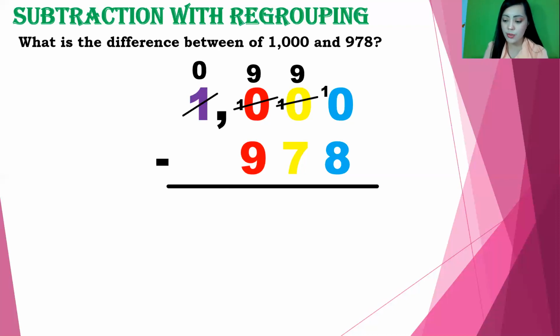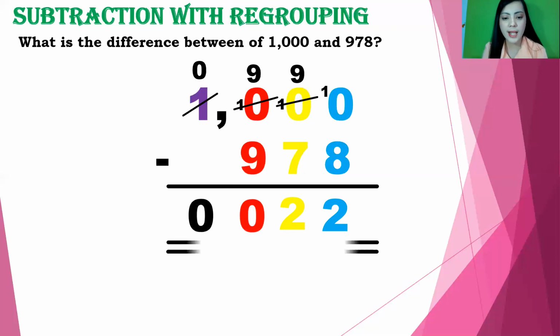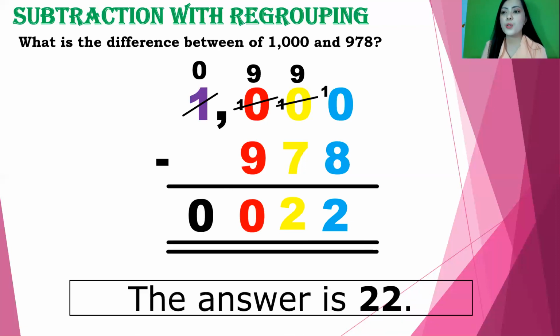So 10 minus 8, now we can subtract. 10 minus 8 is equal to 2, and 9 minus 7 is equal to 2, and 9 minus 9 is 0. So the answer is 22. Okay? So don't forget, when you borrow a number, if the next number is 0, you borrow from the hundreds place, you borrow again from the next place value until you can subtract.